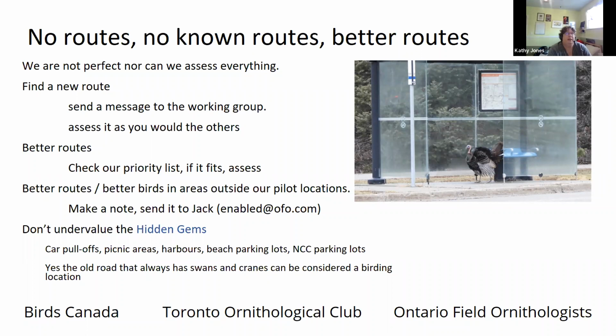What if you find a trail you believe is better than the ones on your priority list? Well, if it fits and everybody agrees with you, then assess it. What about better routes and better birds in areas outside of our pilot locations? That's going to happen. We're starting to get quite a list of people who want to become involved and want their trails assessed. We only have so much time and money and people, right? So right now, Jack is collecting a list of locations for future trail assessments. The new feedback app also has an opportunity for you to put things you think should be assessed in there as well.